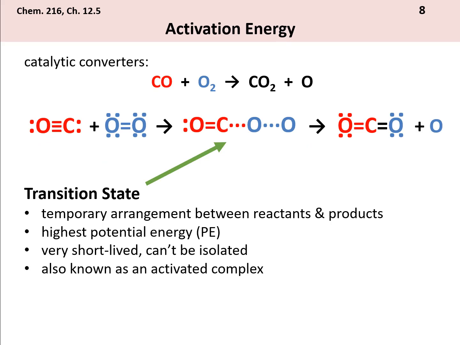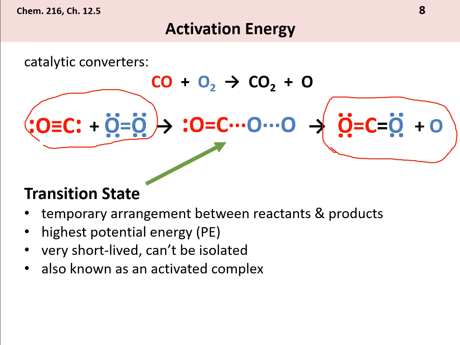All right, now there's one other part of collision theory, and that is that we had our beginning molecules, our reactants. We have our final molecules, our products. And somewhere in between these, we have what we call a transition state. A transition state is somewhere between reactants and products. And you can look, it's kind of a blend between the two. So transition states are temporary arrangements between reactants and products.